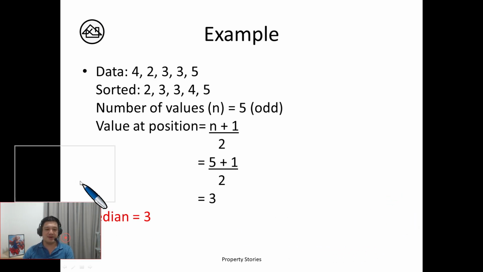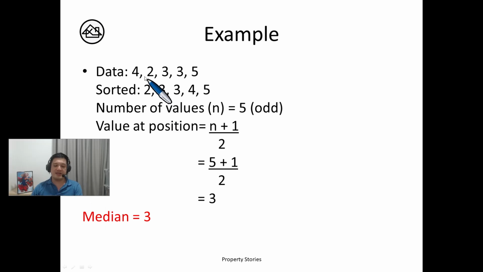So this is the example. Given this data 4, 2, 3, 3, 5, sorted out, it becomes 2, 3, 3, 4, 5. Number of values is 5. It's odd. So the value at position n plus 1 divided by 2, 5 plus 1 divided by 2, is 3. So the median here is 3. That means anything above 3 is above median, and below 3 is below median, okay?